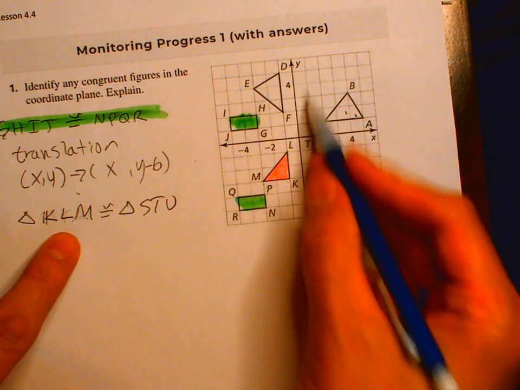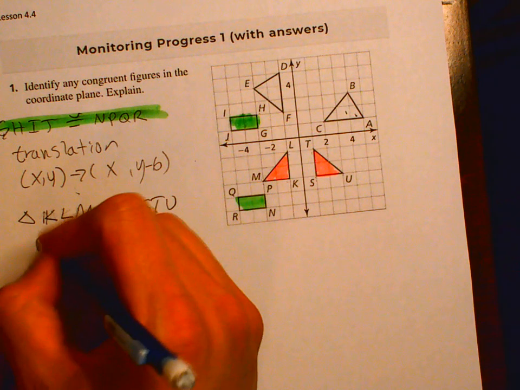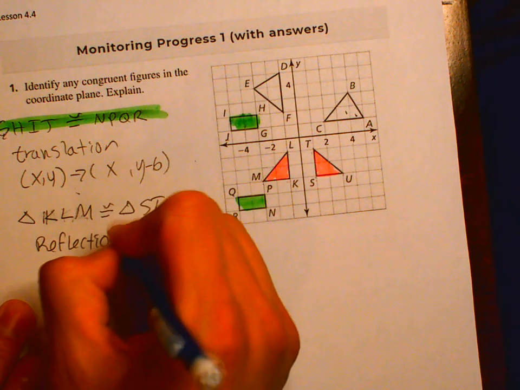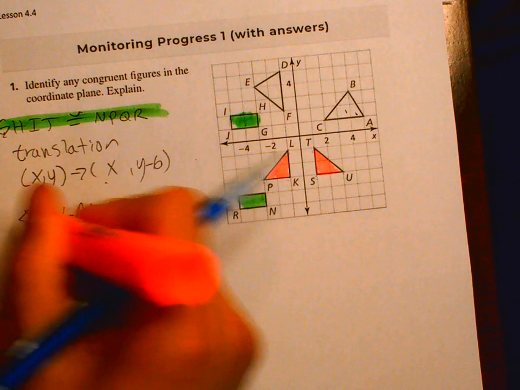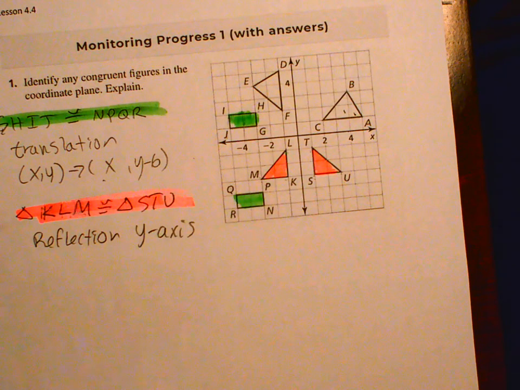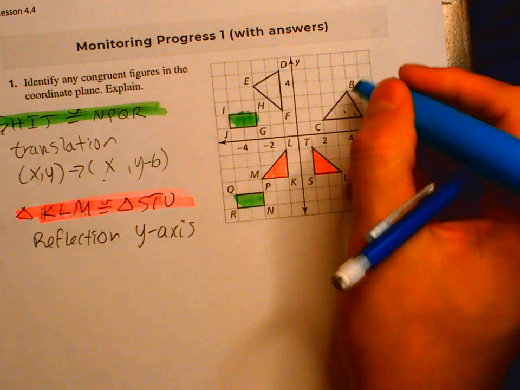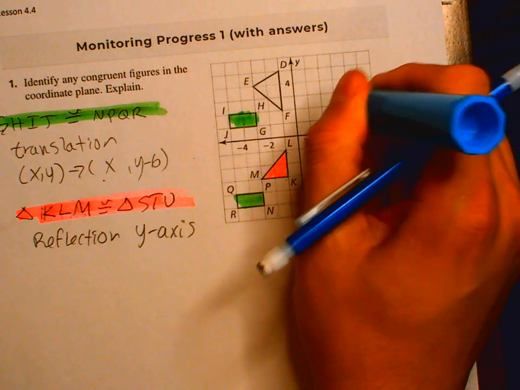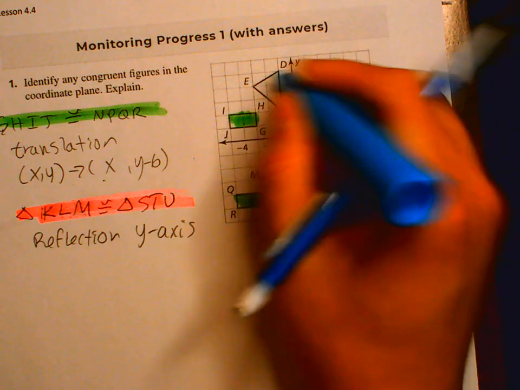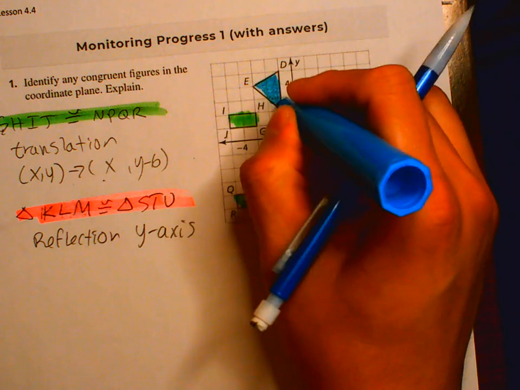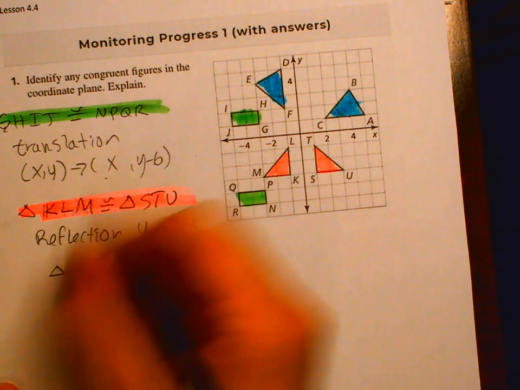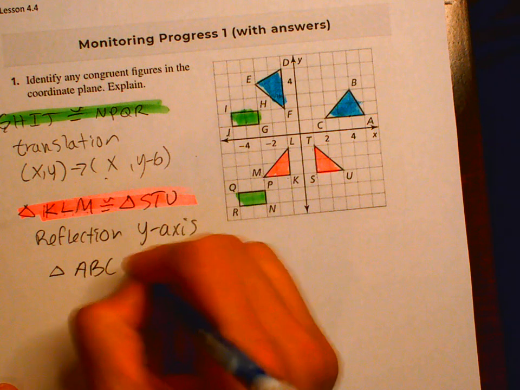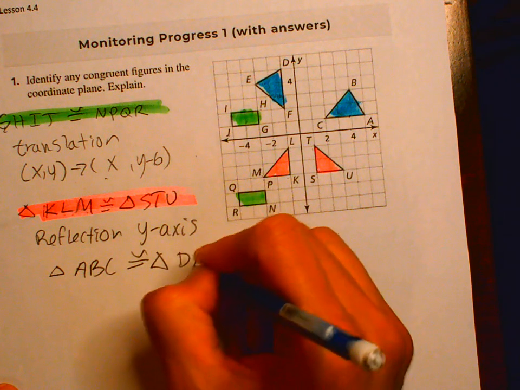So I can see here clearly it's going to be a reflection about the y-axis. Okay, and the last one that you have here is going to be this one. This one with this one. Now, obviously, I'm very sure that this is going to be a reflection, not a reflection, but a rotation. So you have triangle ABC congruent to triangle DEF.